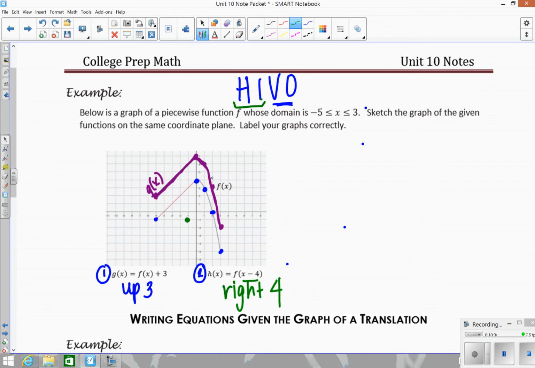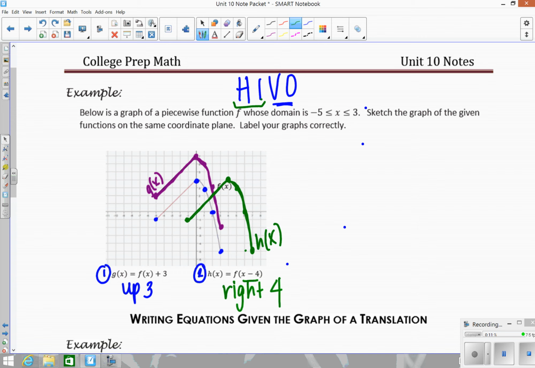I'm just going to replot them. So 1, 2, 3, 4. We're just replotting all of these, and we're going to connect them as best you can, and that's going to be function h of x. So that's it for that piece.